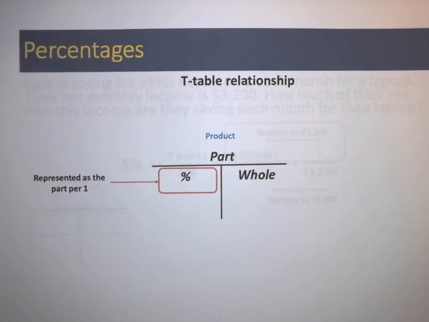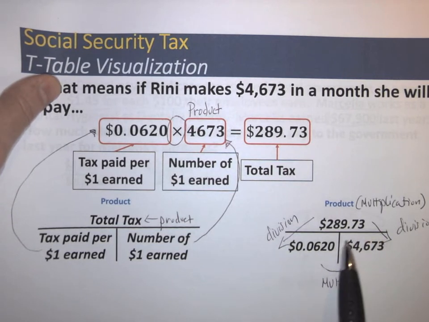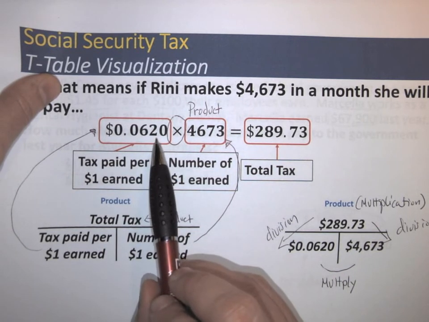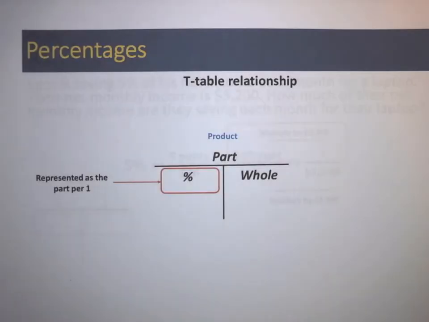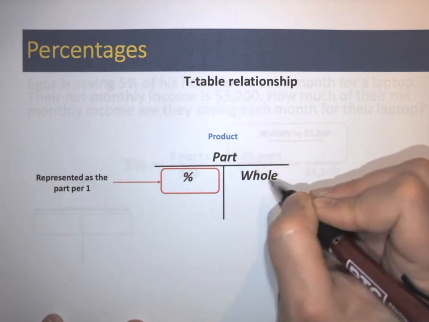And here's that familiar T-table, and we're just going to add some vocabulary here. So when we were looking at this previous example, where we had the product relationship, and we had the total tax paid, and we had the amount per dollar and the amount made, this is specific to Medicare tax. But taxes are a percentage, so we can take this and make it more general, and we can just look at the part, the whole, the percent.